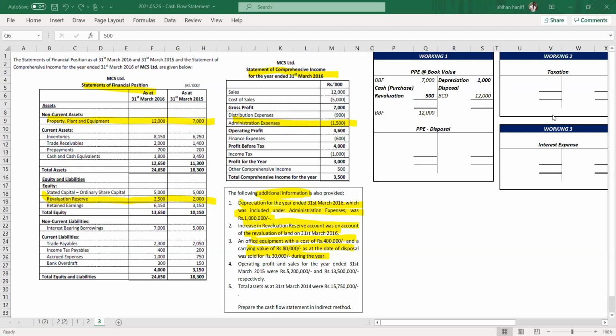Then the disposal. An office equipment with a cost of 400. The carrying value, carrying value means the book value, is 80. So carrying value 80 means the depreciation is 320. Then only carrying value becomes 80.